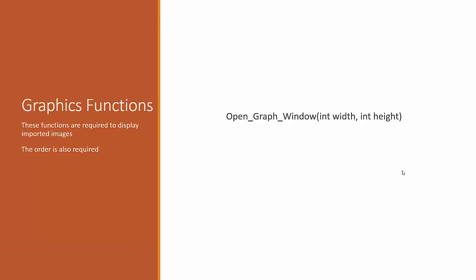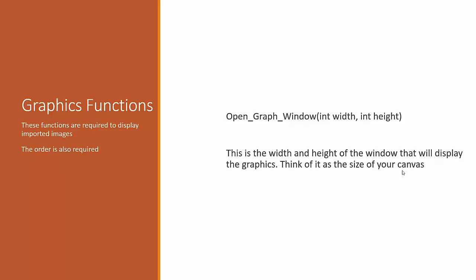Alright, so the first function we're going to look at is the Open Graph Window function. It takes two arguments, or it has two parameters, an integer called width and an integer called height. This is the width and height of the window that the images are going to be displayed in, not the height and width of the images themselves. You can think of this as your canvas, or if you're working in Photoshop, the size of the image or the file itself, or the background where you're moving your images around, can be considered as the graph window.